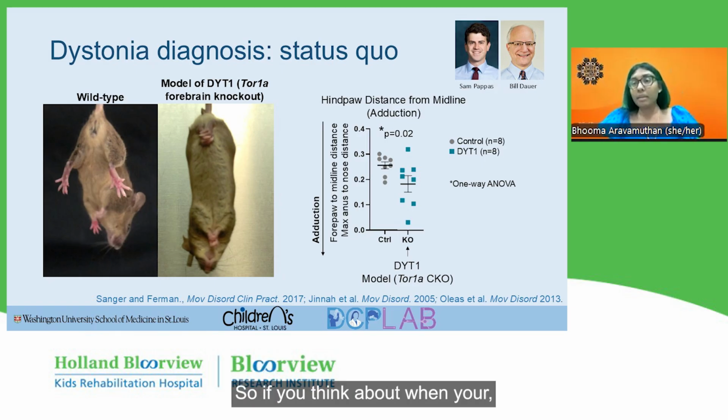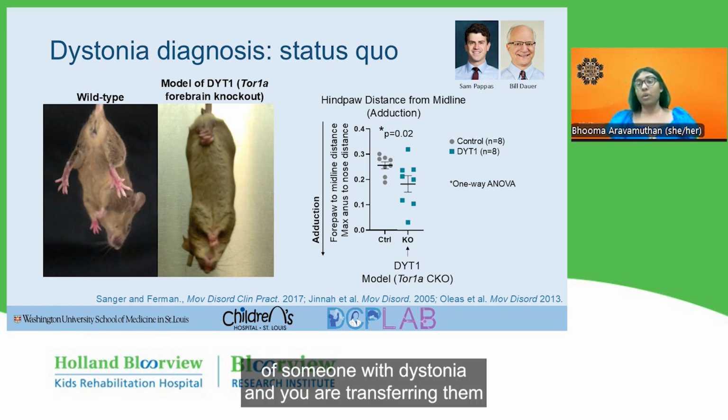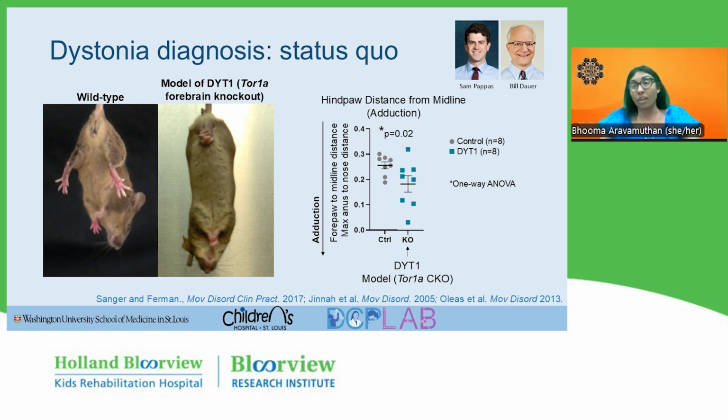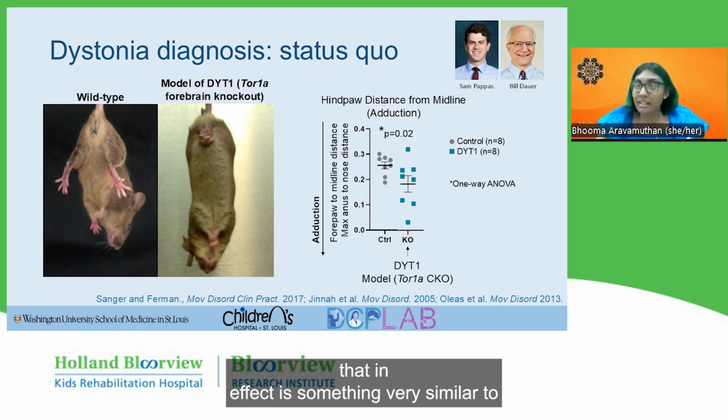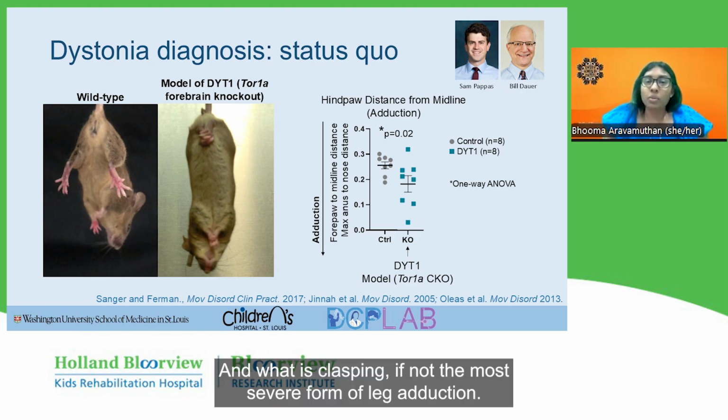So if you think about when you were to be a caregiver of someone with dystonia and you were transferring them, or you were being transferred, and your legs cross or scissor, that in effect is something very similar to what may be mimicked in this assessment. And what is clasping, if not the most severe form of leg adduction?